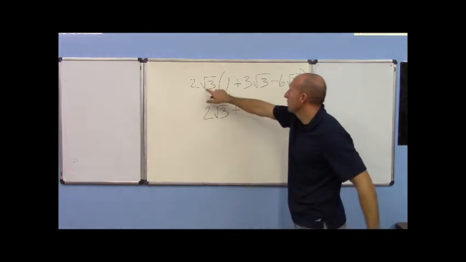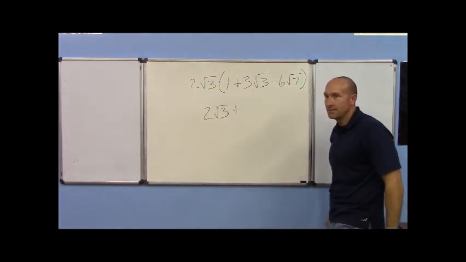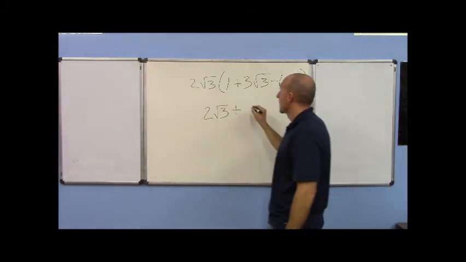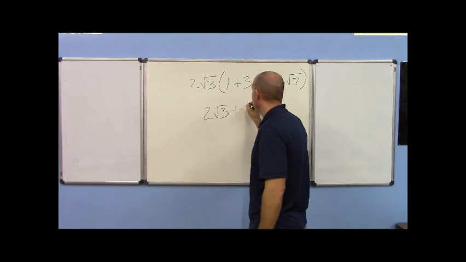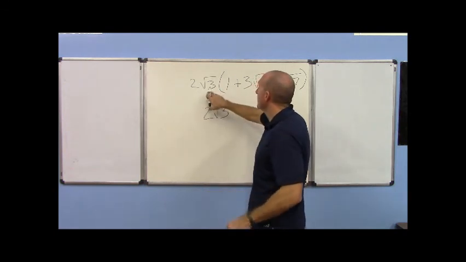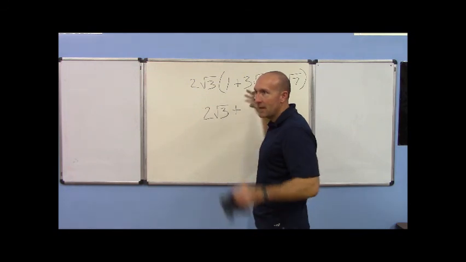So we have to multiply this times this, which gives us what? 6 to the square root of 3. Another common mistake. Good thought. When does the term stay the same? When do they have to stay the same?